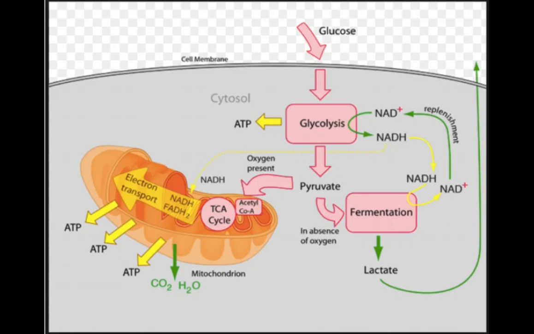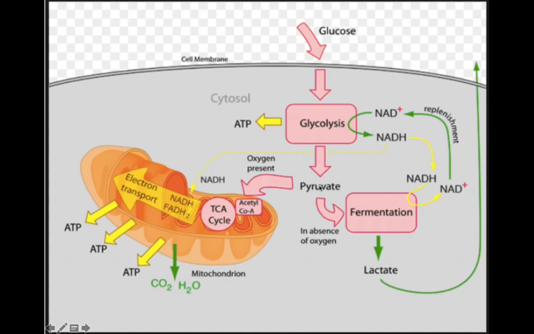In the presence of oxygen, pyruvate can enter the mitochondria, where the citric acid cycle, or the Krebs cycle, takes place, as well as the electron transport chain to produce ATP. We give off water and carbon dioxide. CO2 is what we exhale.